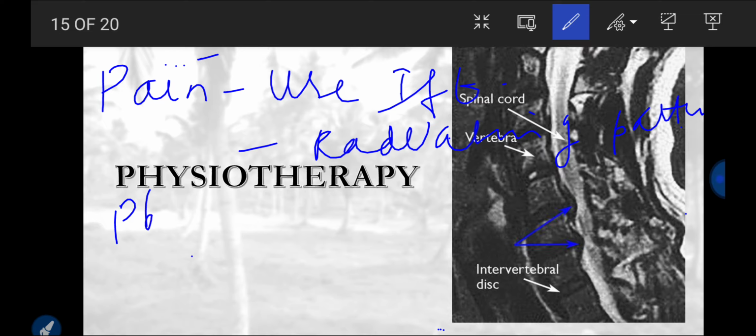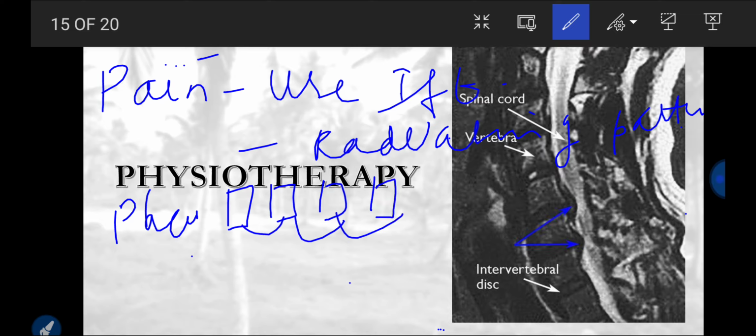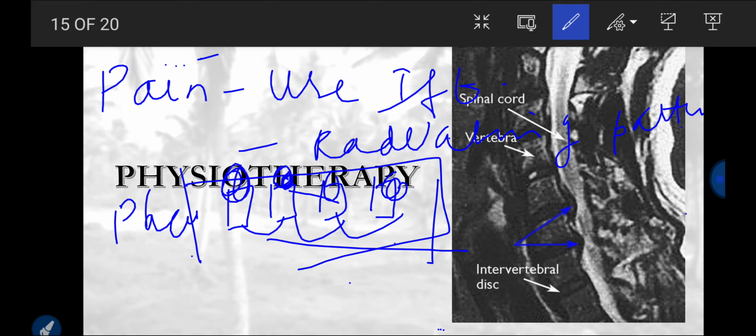Placement of IFT: this is red one, this is black one, this is red one, this is black one. Alternatively, one is on the cervical spine, this is on the cervical spine, then shoulder, then elbow, if pain is till elbow.